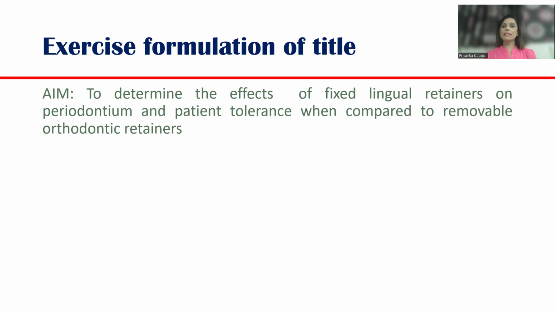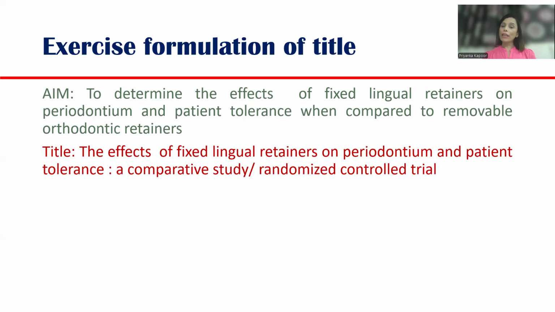So let's exercise the formulation of a title. Again, I'll take an example. If the aim of my study is to determine the effect of fixed lingual retainers on periodontium and patient tolerance when compared to removable retainers, how am I going to formulate my title? As I said, we can also have an abbreviated form of the aim as the title. So we can have: the effect of fixed lingual retainers on periodontium and patient tolerance. It can be a comparative study or a randomized controlled trial.